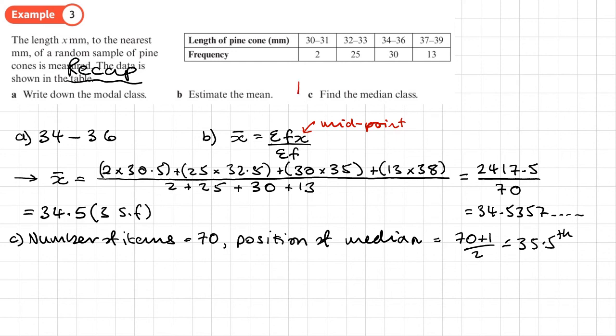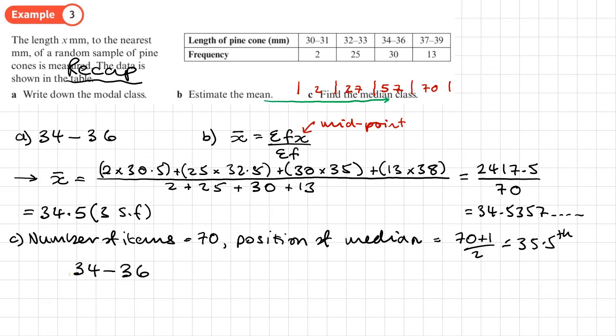We use cumulative frequency. So there's the first 2 data items. The next 25 take us up to the 27th data item. The next 30 take us up to the 57th data item. Next 13 take us up to the 70th data item. So we want to go across until we get to the 35th value, and that is going to be in this group here, because this goes basically from the 28th value to the 57th value. So our median class is 34 to 36.